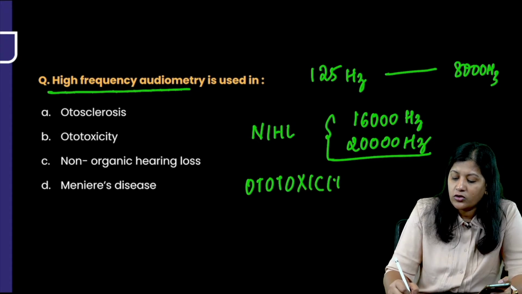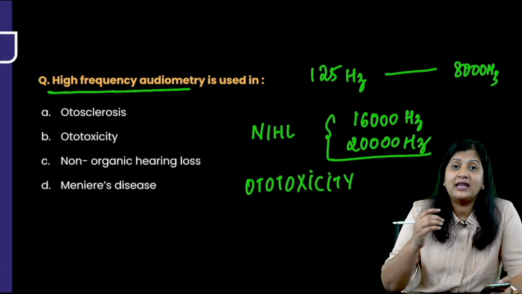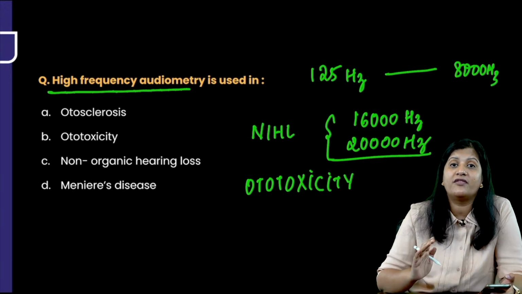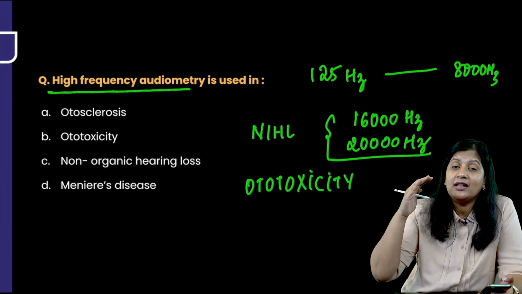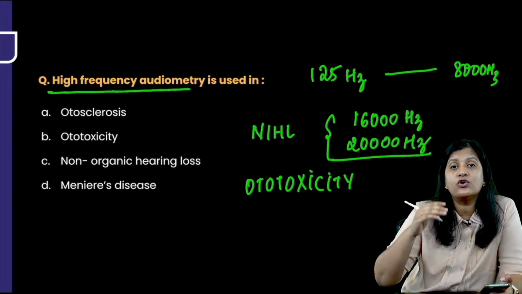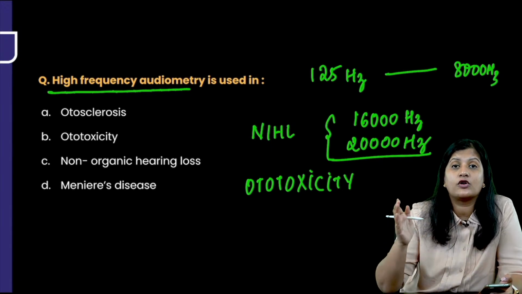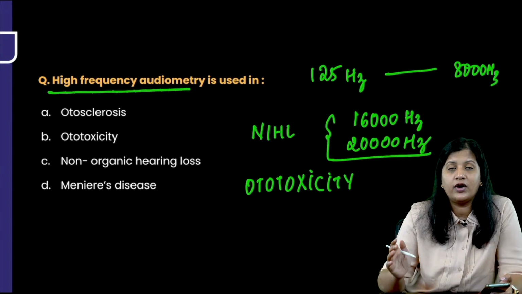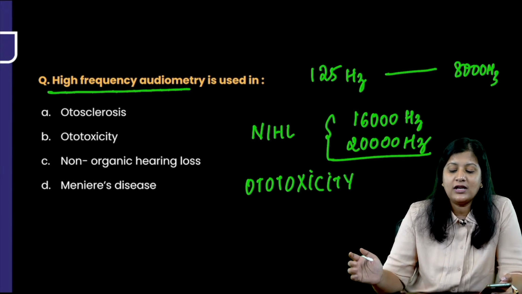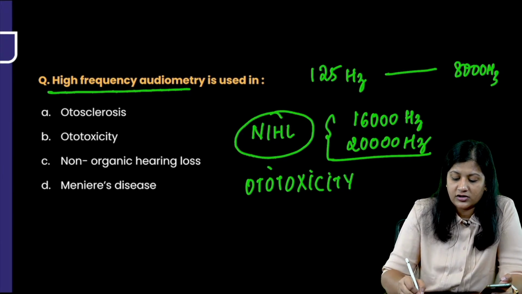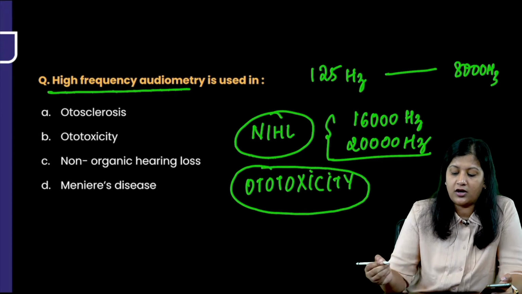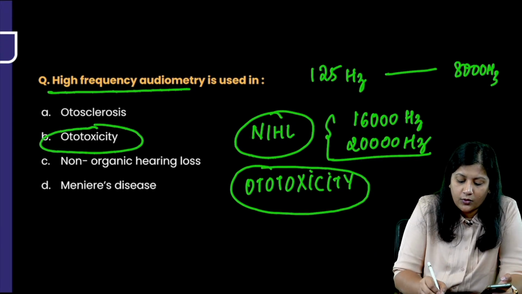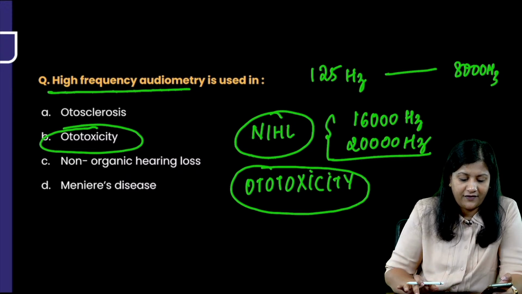In both of them, what you will see is initially the higher frequencies get affected, later the normal frequencies get affected. So in the early phase of the disease, you want to identify whether there is a loss or not. To identify the presence or absence of loss, you will do a high frequency audiometry in these two conditions, which are noise induced hearing loss and ototoxicity. So the answer is ototoxicity. Very good.